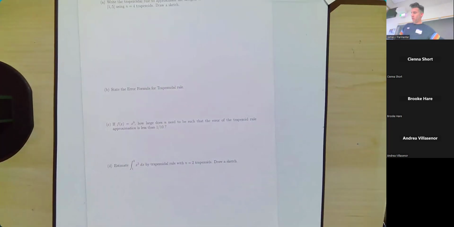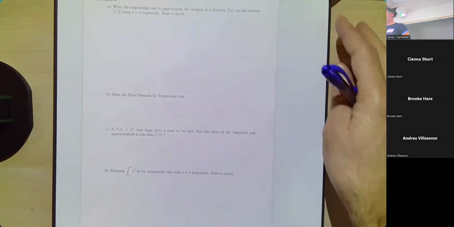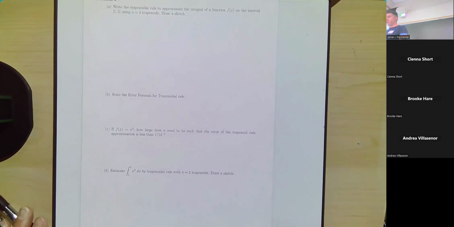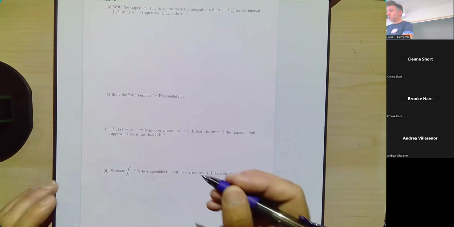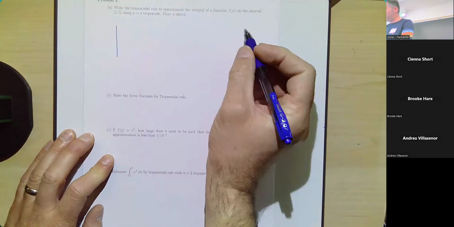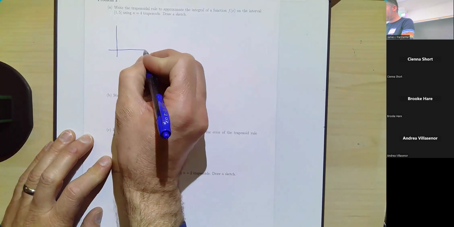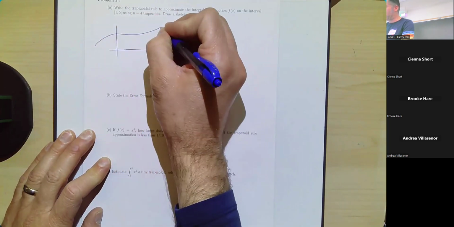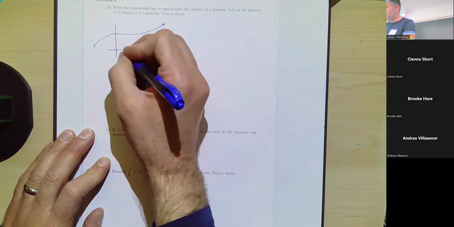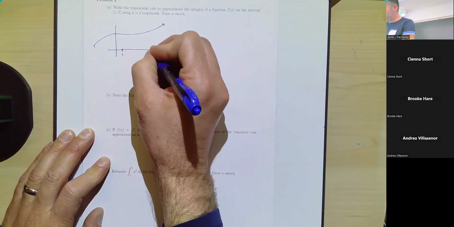Try and keep the papers in order. Write the trapezoidal rule to approximate the integral of a function f on the interval from 1 to 5 using n equals 4 trapezoids. Cool. Not as bad as it looks. They didn't give us a function, right? They just said f of x. So here's what I would draw. Right? Because it said to draw a sketch. So I would draw some function that looked like this, just trying to make my life easy. And then there's 1 to 5.